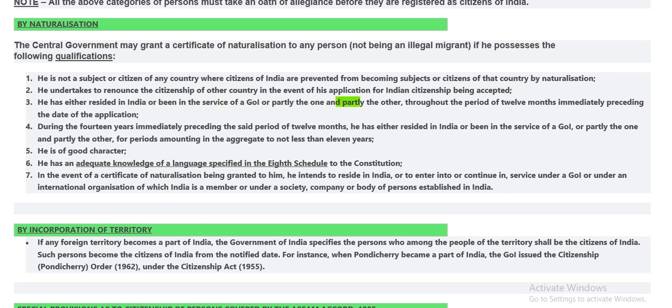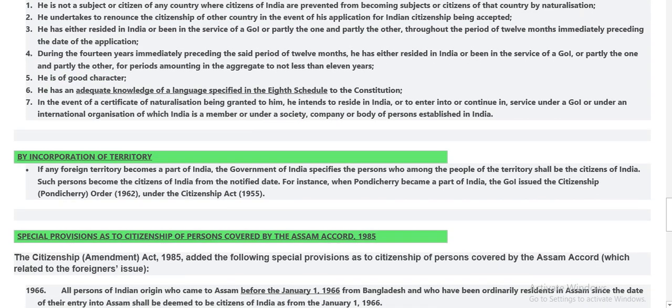He has either resided in India or been in the service of a GOI or partly the one and partly the other, throughout the period of 12 months immediately preceding the date of the application. During the 14 years immediately preceding the said period of 12 months, he has either resided in India or been in the service of a GOI, or partly the one and partly the other, for periods amounting in the aggregate to not less than 11 years. He is of good character. He has an adequate knowledge of a language specified in the 8th schedule to the Constitution.